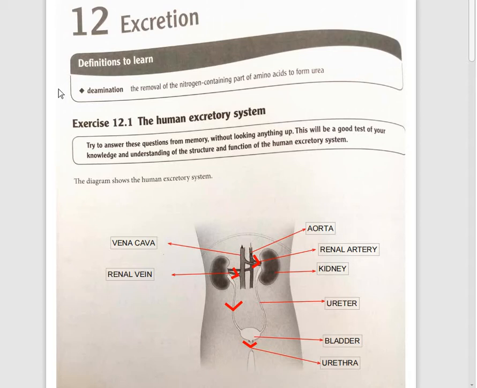Hi everyone, I am back with our new video, which is about chapter 12, the topic of excretion according to your latest syllabus. In this part of the syllabus, the definition you need to know is deamination, which is the removal of the nitrogen containing part of the amino acids to form urea. So you basically remove the amino group, the NH group, the nitrogen containing part, to form the urea.